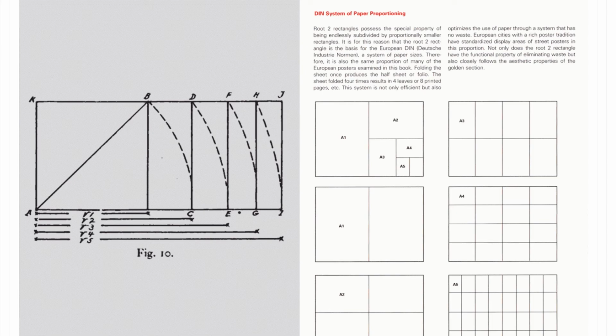Another interesting rectangle is based off the square root of 2. This rectangle, when cut in half, quarters, eighths, creates smaller rectangles with the same proportions. These are the basis of the International A sizes.